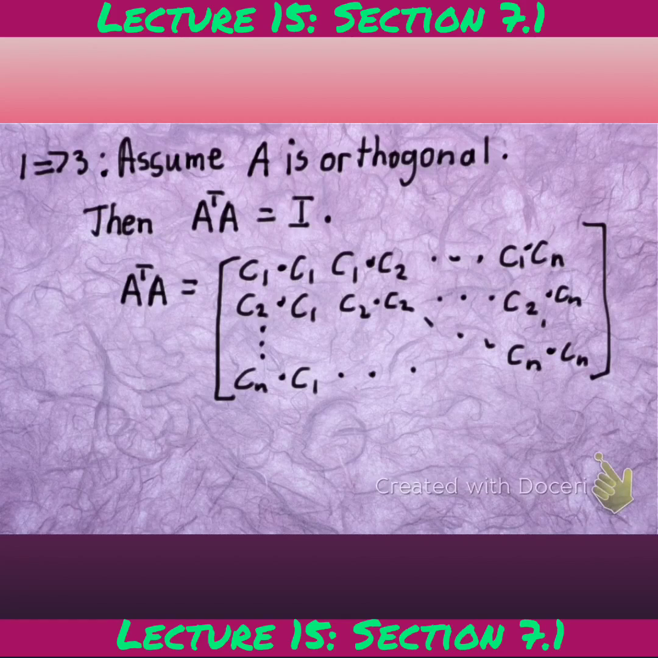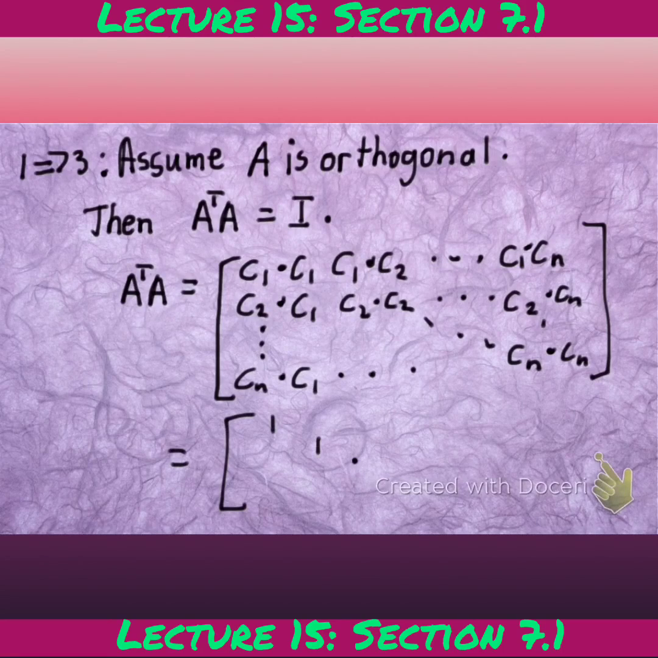So the entry in the first row in the first column is going to be the first row of A's transpose, which is the first column of A, dot product with the first column of A. And the entry in the first row in the second column of A's transpose A is going to be the first row of A's transpose, which is the first column of A, dot product with the second column of A, and so the rest follows suit. Okay, so again that has to be the identity n by n matrix, right?